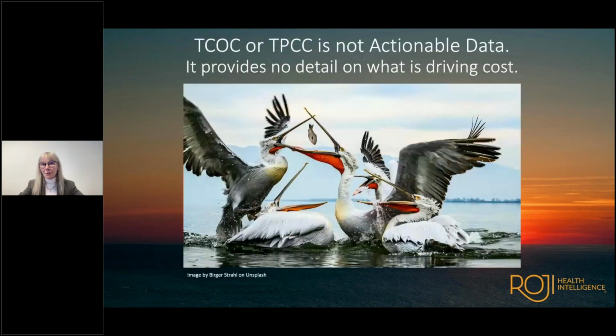Here's the issue you have with total cost of care and total per capita cost. It's not actionable. And why isn't it? It provides no detail on what's driving costs. All you have is the generalized cost target. You can break it down by patient. That still doesn't help you. You need to be able to move that figure as an overall metric of the program, but figure out how you're going to catch the fish, which these pelicans are struggling to do, by using individual targets that will capture cost.